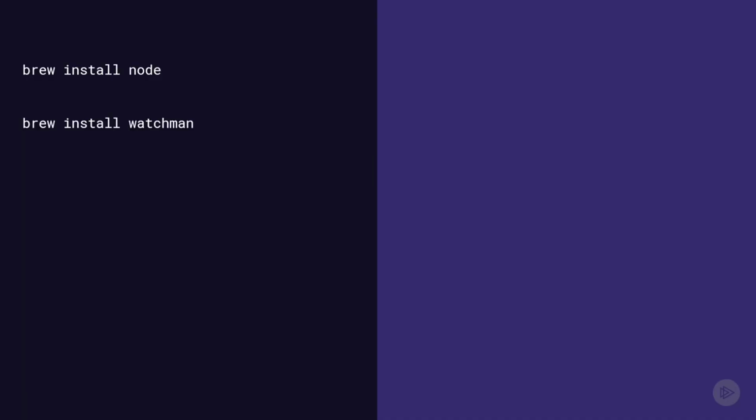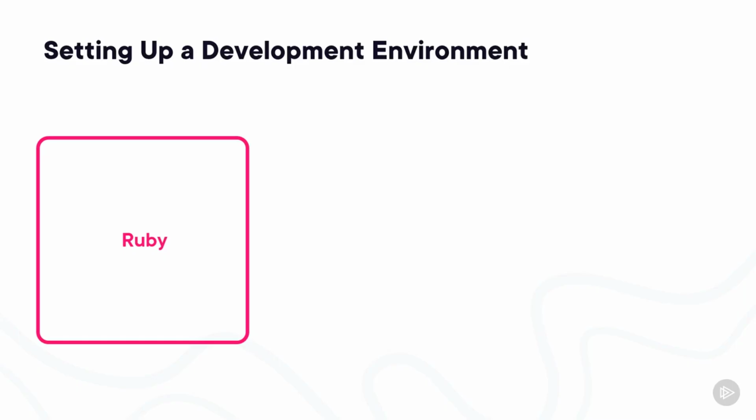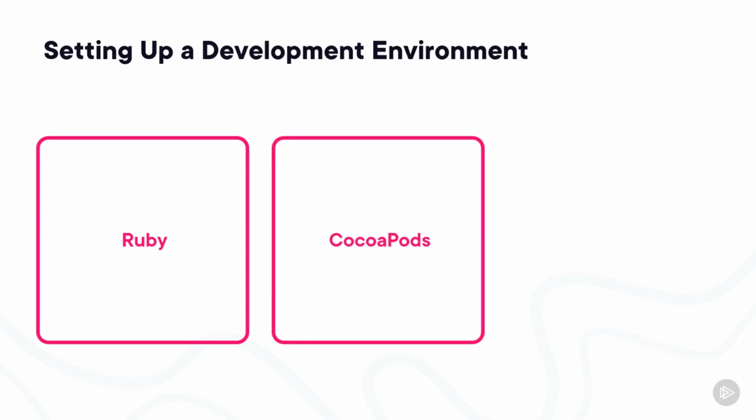For iOS, that means you need to install Node and Watchman first. This can be accomplished with the Homebrew Package Manager. You will also need to make sure a proper version of Ruby is installed. This is installed by default in Mac OS, but may need to be updated. Ruby is needed to install CocoaPods.